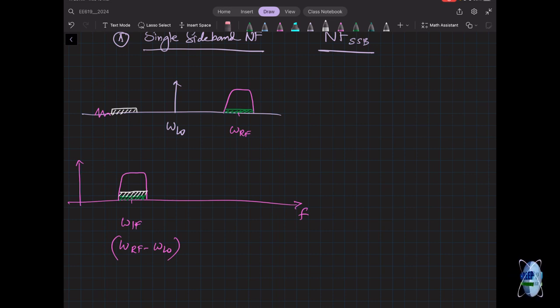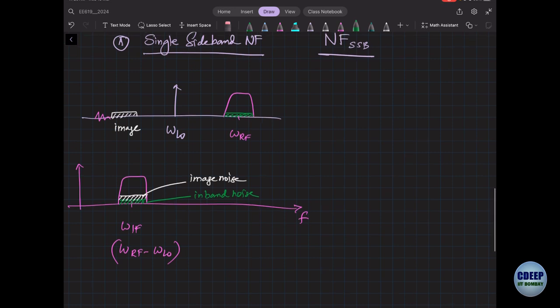Okay, so you can see that this is my image noise. We know this is called image frequency. This is just an example I'm giving you. And this would be our in-band noise. Okay. Agreed? So, do you think this NF SSB, you can see that it's bad. The number would be worse because the signal is the same, but noise is coming from both sides.